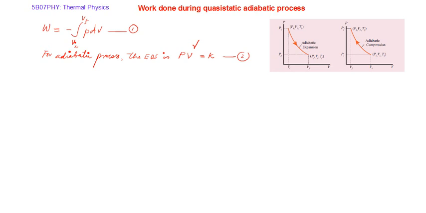Now I need to substitute for the P here. So let me rewrite equation number 2 in terms of P. Therefore P is equal to, I can take V raised to gamma to the other side, so it will become K V raised to minus gamma. Say that this is equation number 3.